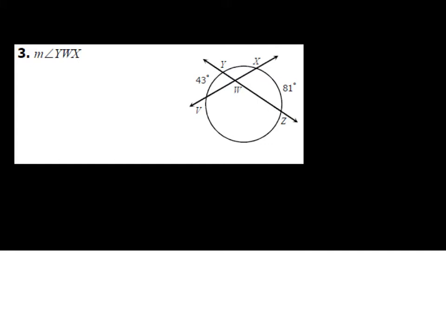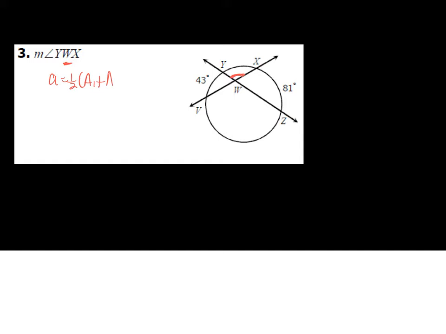Okay, in this problem, we're asked to find angle YWX. So from Y to W to X is this angle right here. So it's an interior angle, so I'm going to write down my interior angle formula. The angle is equal to half the arc plus the second arc. So we're going to create our arrows to point to the arcs. And we don't see any information.